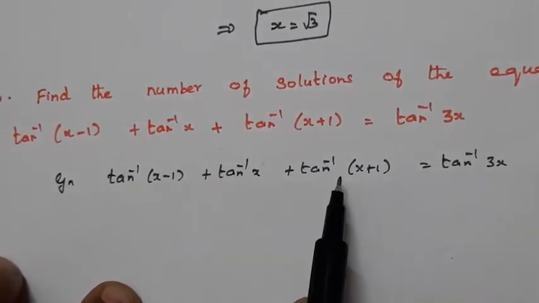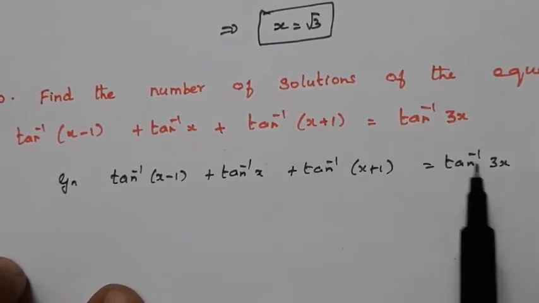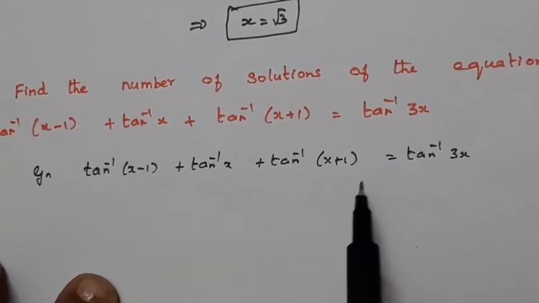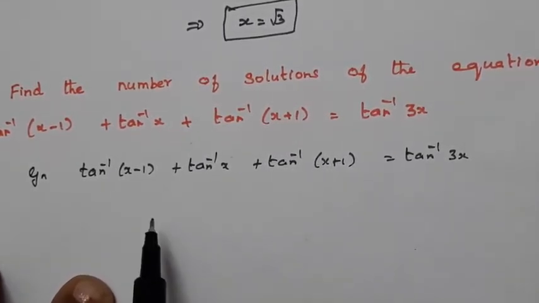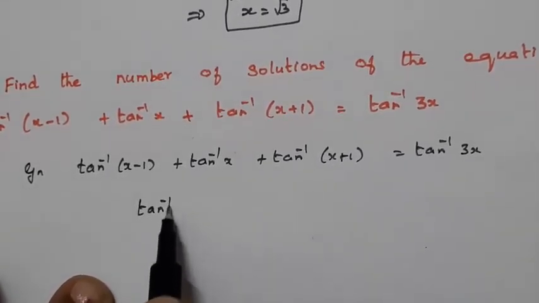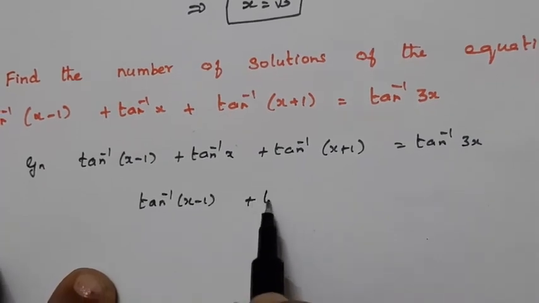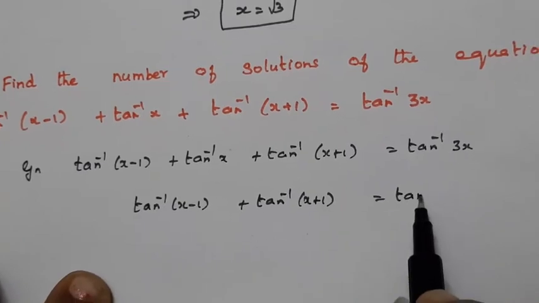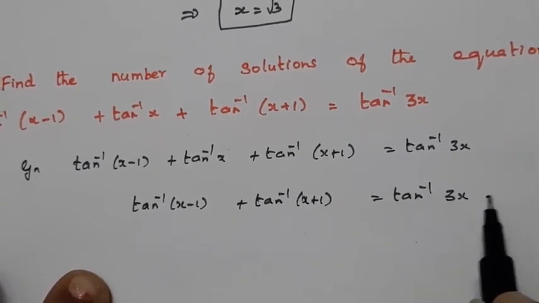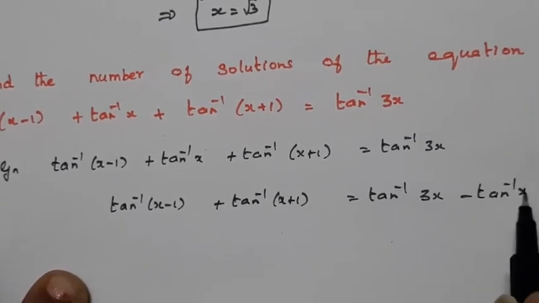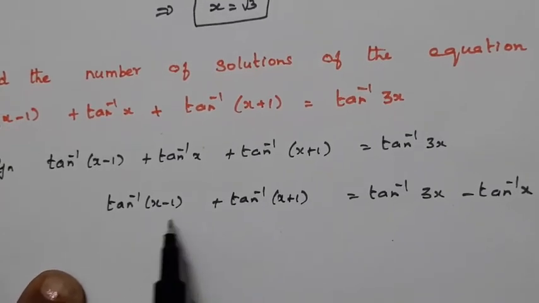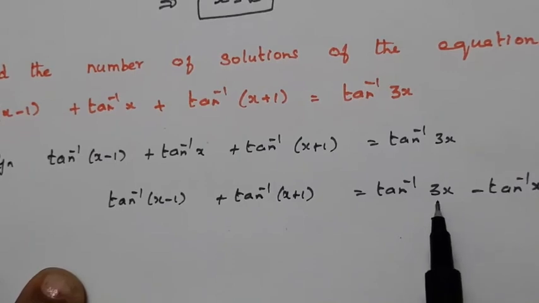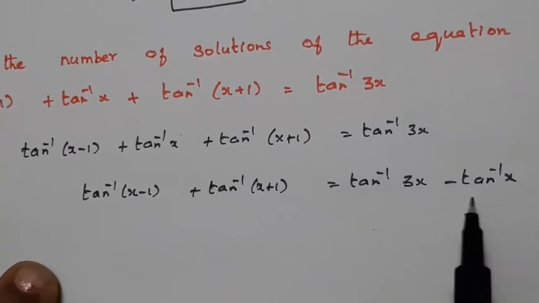So here 3 terms are there. Let us move this tan inverse of x to the opposite side so that we can simplify these two, and then the other 2 on the right hand side. So tan inverse of x minus 1 plus tan inverse of x plus 1 is equal to tan inverse of 3x minus tan inverse of x. So let us apply the tan inverse of x plus tan inverse of y formula on the left hand side, and the tan inverse of x minus tan inverse of y formula on the right hand side.